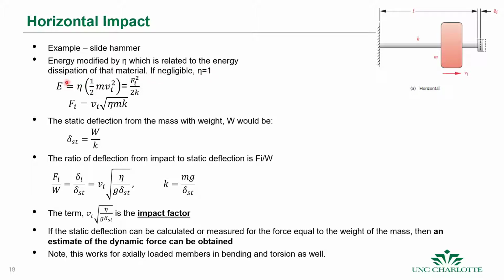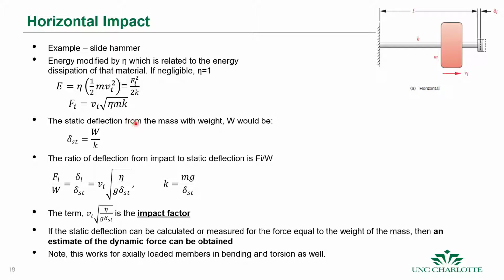And in this case, we can say, well, the energy of that slide is 1/2 m v_i squared. And we can assume that all that energy is then transferred into the deflection of this structural object. And if so, we can get an expression for the force of impact, which is related to the velocity times the square root of eta times the mass times k.